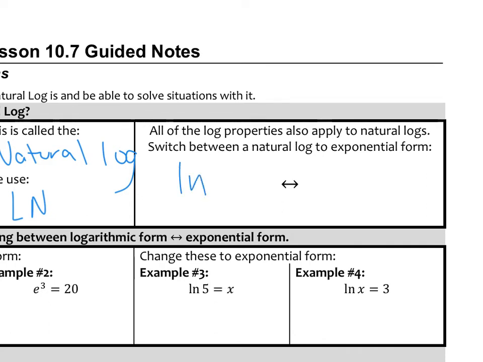So if I have natural log, which is a base e, of x is equal to y, then remember, if we want to go around the way, we start at the base, to the power is equal to. So when we change it back to exponential, it'll be e to the y is equal to x.